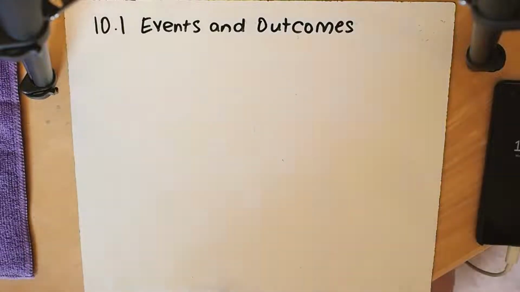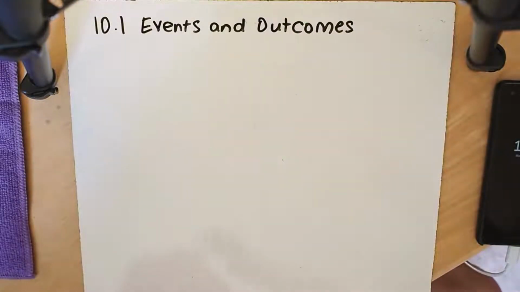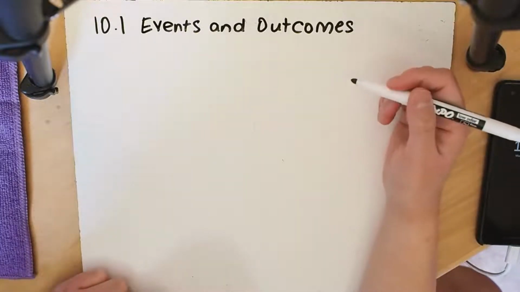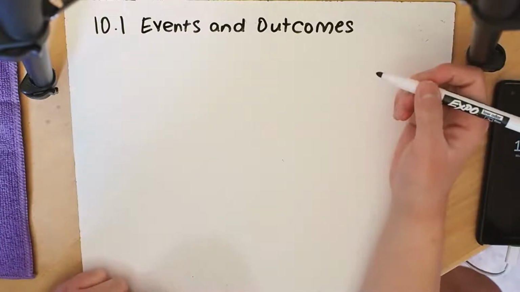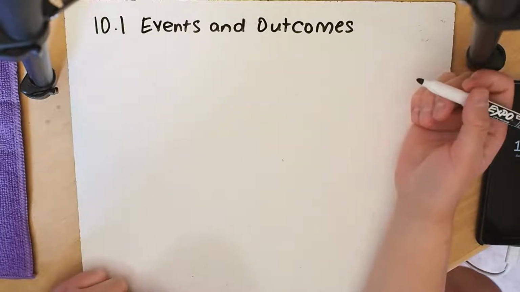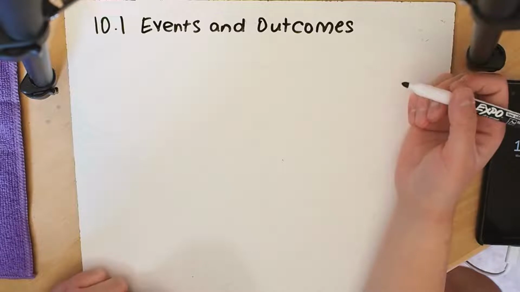Hello, Math 7. Today we're going to start talking about probability. We're on chapter 10 now. But at first we're going to talk about events and outcomes. A lot of this chapter is going to have word problems, so we're going to have to start identifying our terms so that later in the chapter we're not too confused when I start throwing them at you.